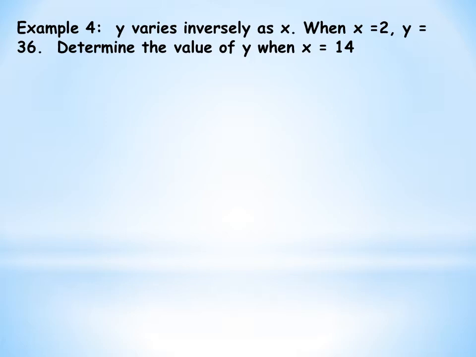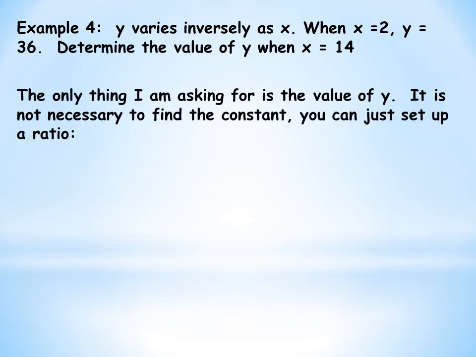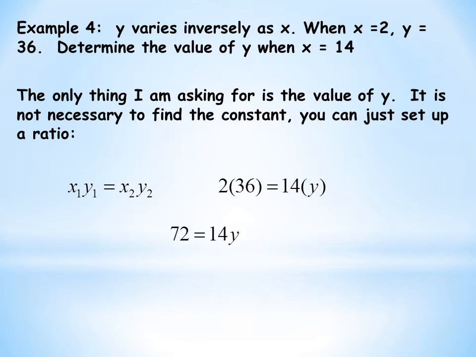Again, I can ask this question in another way. If I'm not asking for the constant or the equation, you can just set up a ratio. Since you know that if it's inverse variation, you know the products have to be a constant, I can set the product of x1, y1 equal to the product of x2, y2. Now that I have this equation, I can just set up the information that they gave me. X is 2, y is 36. They wanted me to find y when x is 4. Go ahead and just carry out the math, divide by 14, and simplify your fraction.